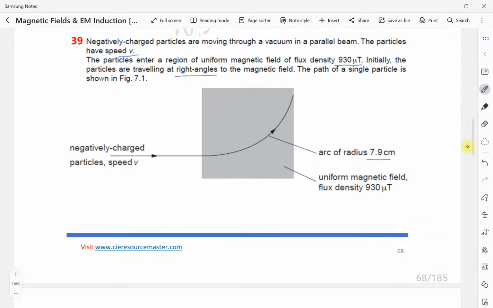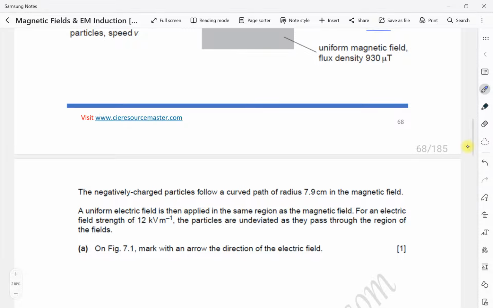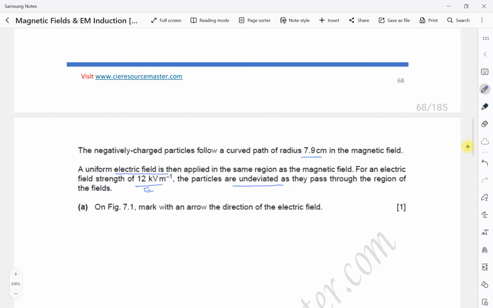The negatively charged particles follow a curved path of radius 7.9 centimeters in the magnetic field. A uniform electric field is then applied in the same region. So they are now adding a uniform electric field in the same region. For an electric field of 12 kilovolts per meter, the particles are undeviated as they pass through the region of the fields. On the figure, mark with an arrow the direction of the electric field.